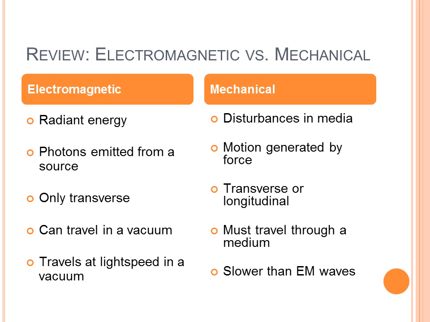Mechanical waves, which we're going to talk about today, have to be caused by some sort of force, and they have to travel through some medium or material. Specifically, a guitar string has to be plucked, that's the force, to vibrate as a mechanical wave. Mechanical waves can be either transverse, like a guitar string, or they can be longitudinal, like a sound wave. But they also travel a lot slower than electromagnetic waves, which is why our ears, for example, can hear but can't see.